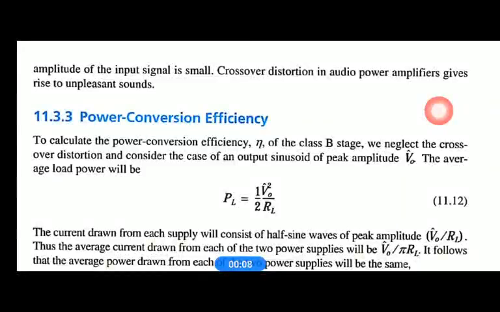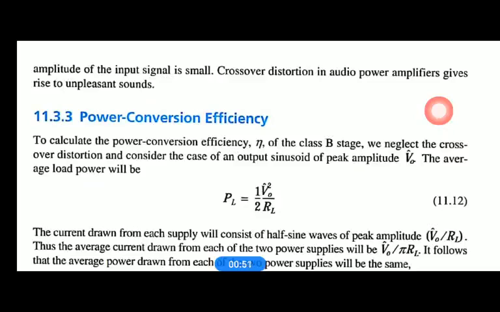So in this session, we are going to discuss the power conversion efficiency of Class B amplifier. As we were discussing in the previous session about a Class B amplifier, we discussed the operation of Class B amplifier and its transfer characteristics. So we will continue the discussion of Class B amplifier. Today we are discussing the power conversion efficiency of Class B amplifier.